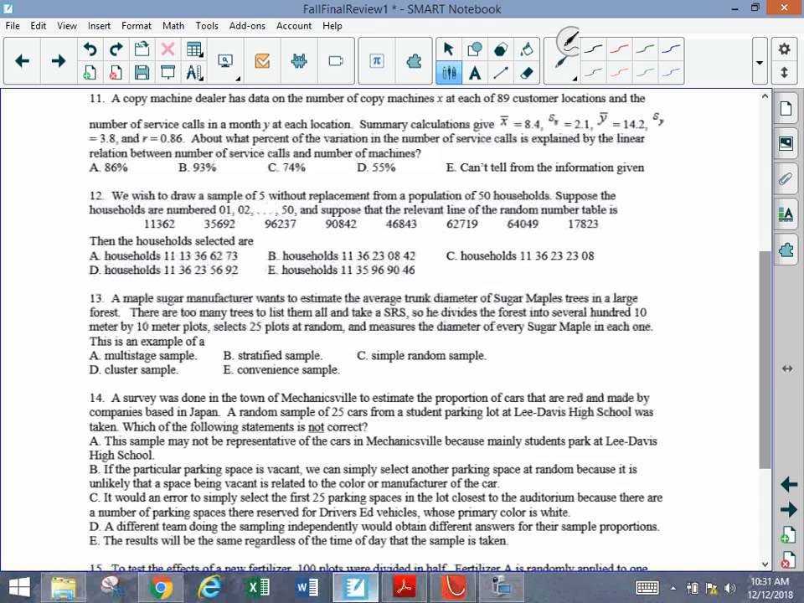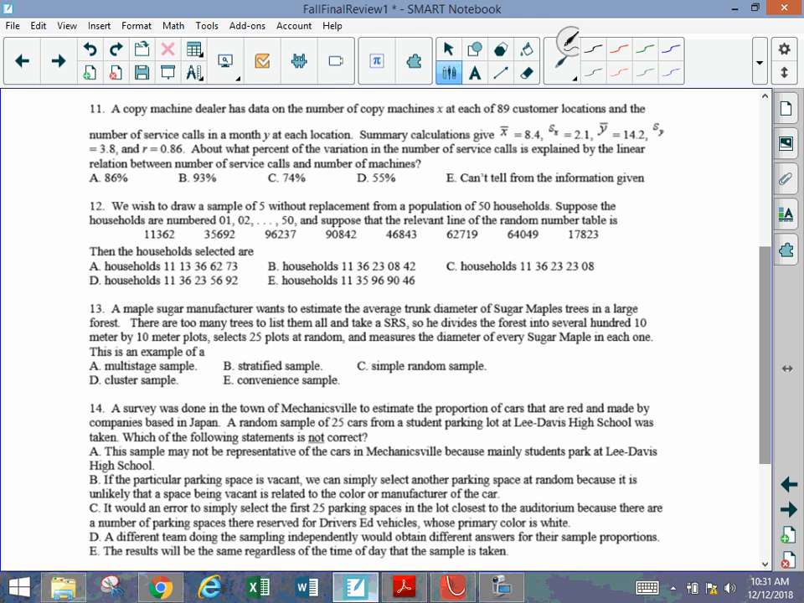A copy machine dealer has data on the number of copy machines at each of the 89 customer locations.